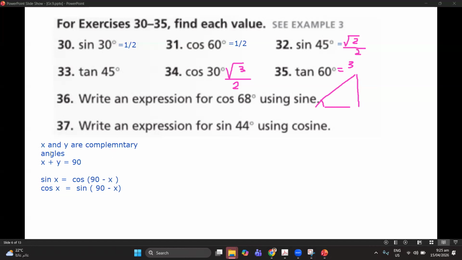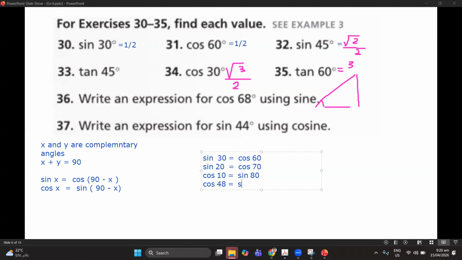What do I mean? If I ask you to write an expression for sine 30 but using cosine, so it's the cosine of what? I will switch sine with cosine, and then I write the complementary angle. 90 minus 30 is 60. Excellent. If I ask you now, sine of 20 is the same as cosine of 70. Cosine of 10 is the same as sine of 80. Good job.